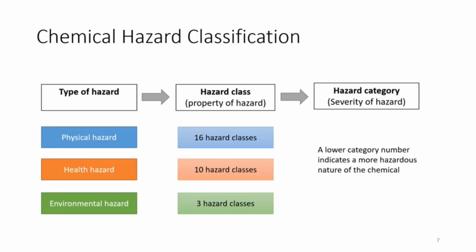Chemical hazard is broadly divided into three types, namely physical hazard, health hazard, and environmental hazard. Depending on the property of the hazard, each type of hazard is further classified into different hazard classes. Physical hazard has 16 hazard classes, health hazard has 10 hazard classes, and environmental hazard has 3 hazard classes. Depending on the severity of the hazard, each hazard is also assigned a hazard category number. A lower category number indicates a more hazardous nature of the chemical.